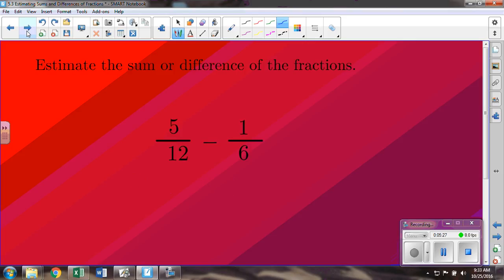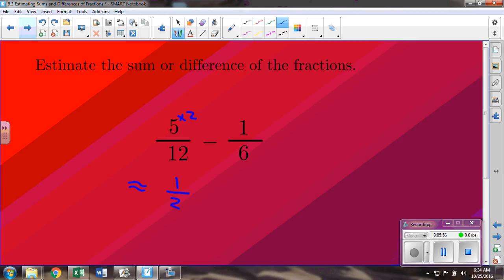5 over 12. 0, half, or 1. Okay. I heard 0, I heard half. If you're not sure, double the top. 5 times 2 gives you 10. Is 10 way smaller than 12? Is it about the same as 12? Since it's about the same, that tells us we're going to use half.